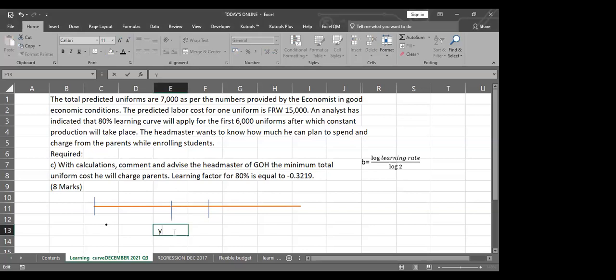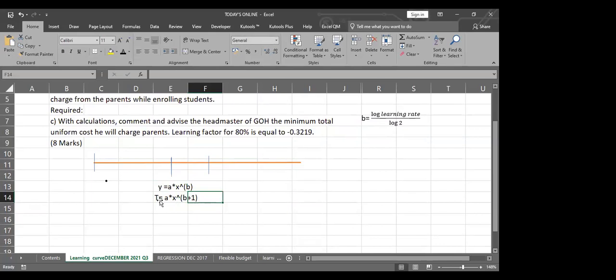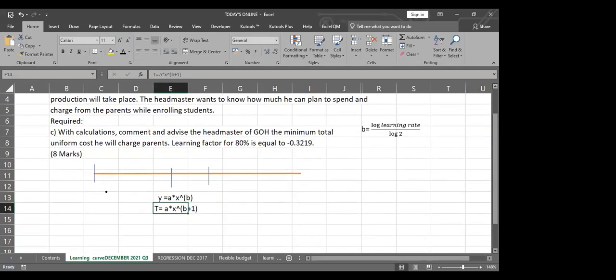So our formula, as you may notice, is y equals a, let me use small a, multiplied by x raised to b. That is an average. Of course, if you want to get total, we have said total is a multiplied by x raised to b plus 1. So how do we go about this? We can use either this or this. If you use this, you multiply later. If you use this, you get instantly what you want at that point.